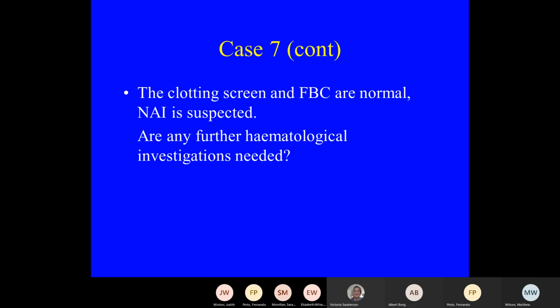But the clotting screen and the blood counts are normal. So are there any further hematological investigations needed? This baby has an intracranial bleed, has a clotting screen entirely normal, normal PT, normal APTT, normal fibrinogen. Anyone? Did you do a platelet function assay?